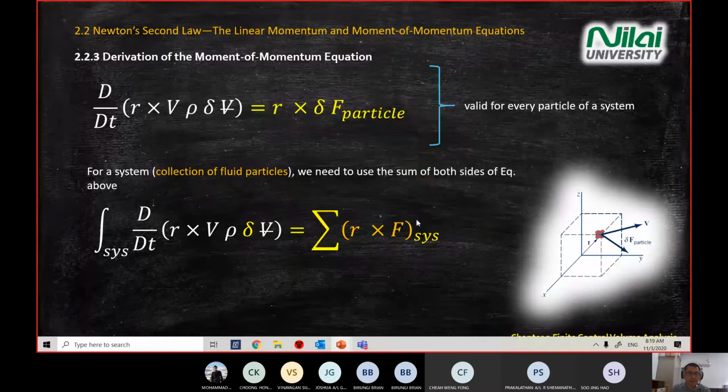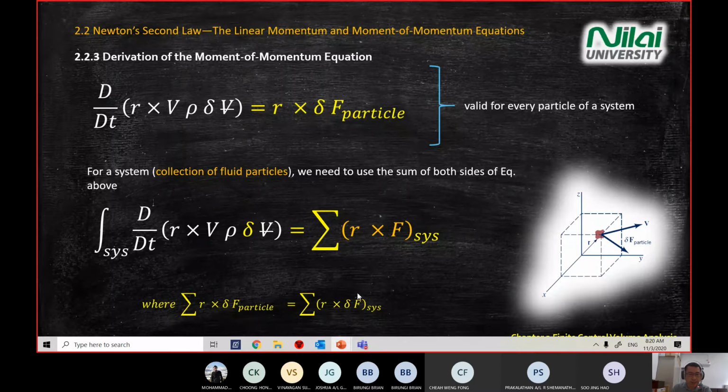So from here to here should not have lots of questions. It's just a mathematical model. This is just a side note. When we sum up all the particles, we get what happens in the system. This is what these mathematical lines mean.